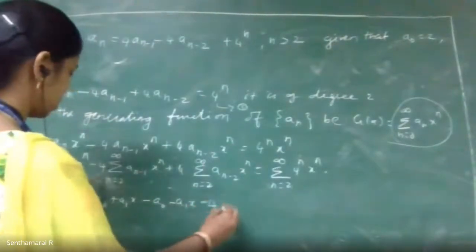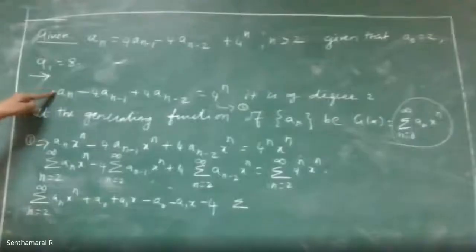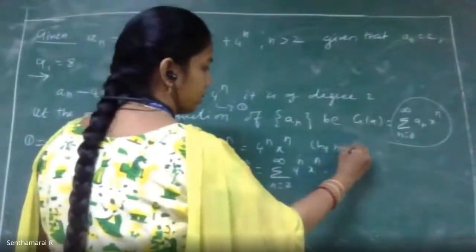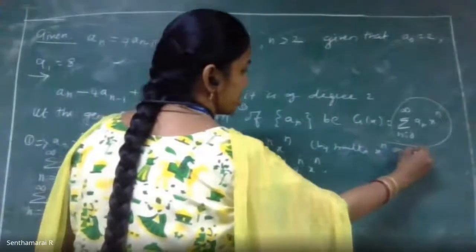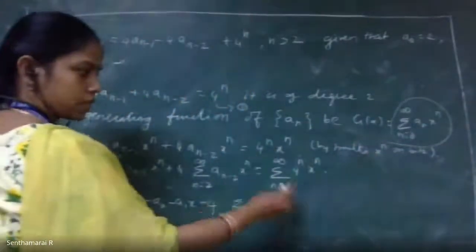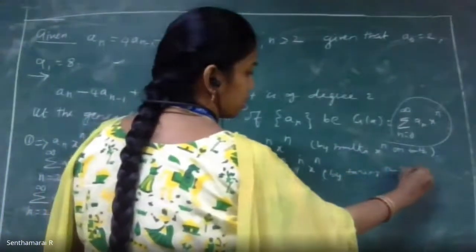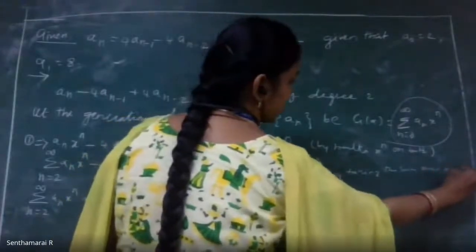Minus 4 into summation. Ma'am, can you explain from the second step? Second step means which one? 1, 2, 3, that n is equal to 2. You just take the summation over n equal to 2 throughout the equation. Here, by multiplying x^n on both sides, we got this equation. Here, by taking the summation over n equal to 2 to infinity. Ma'am, why are you taking n equal to 2? Because a0 is equal to 2, like that you are taking it.